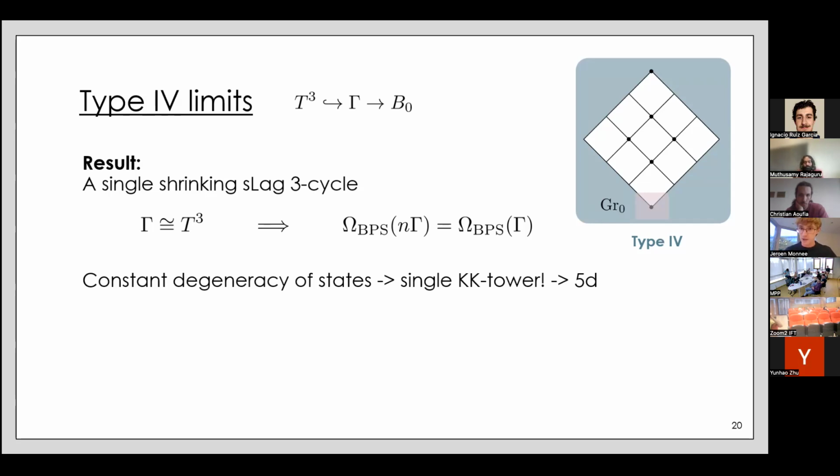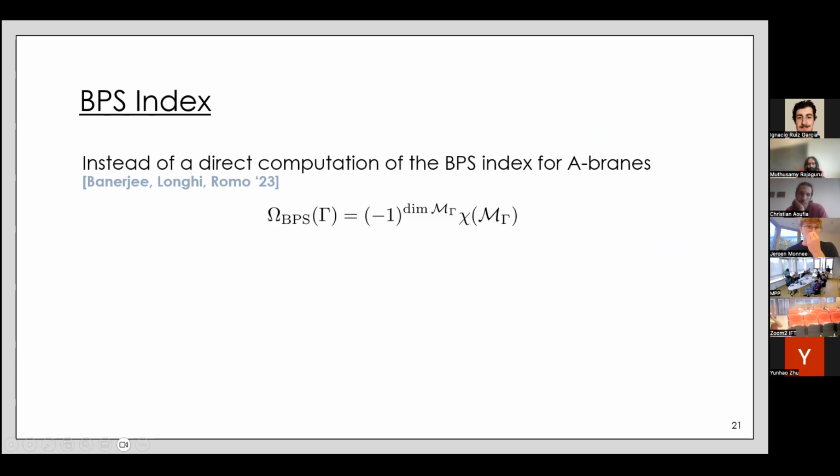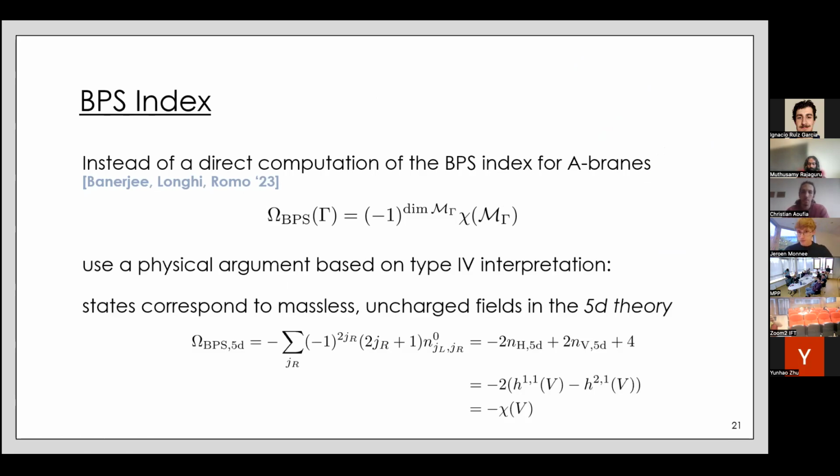And now you can ask, can we use this insight to learn something more about, for example, the computation of this BPS index? So normally what you would do is, if you wanted to do a direct computation, you would use this formula for the BPS index of A-branes, and you would have to compute what the moduli space of your special Lagrangian 3-cycle is. And this can be very complicated. But now that we know that there should be this dual emergent description as a 5D theory, what we would claim is that this should be the same as computing the BPS index of the 5D massless uncharged fields.